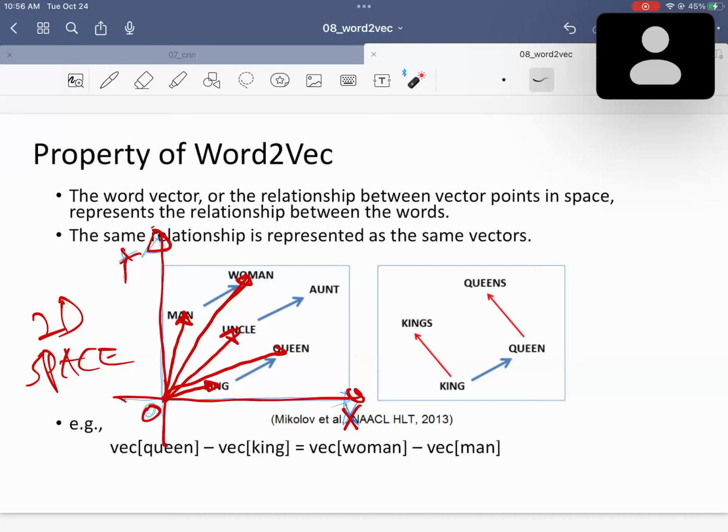So once you know this, then you could do things like this. This was a very popular example back then. Queen vector minus king vector plus, actually there should be a plus here. So queen negative king plus men would give you woman. Or actually, let me see. Let's do another example. This is not very intuitive.